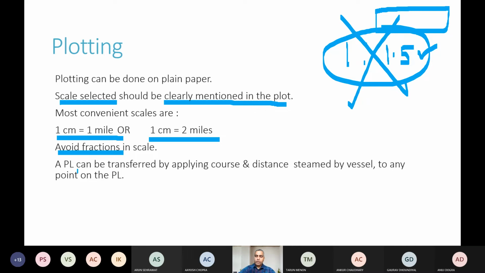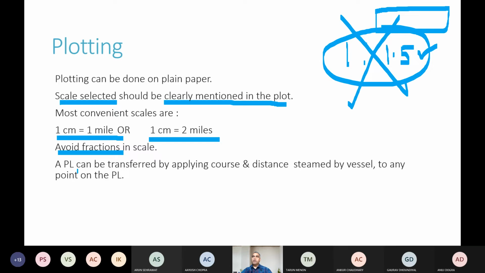Okay, now I told you about transferring of the position line. Now there are two methods with which PL can be transferred. One method I already discussed with you, that you can pick up any point on the PL and apply the course and distance made good to that point, and whatever point you get, that is the position to draw the transferred position line. So this is known as geometrical method or graphical method or plotting method, because in this method we will be using geometrical tools.